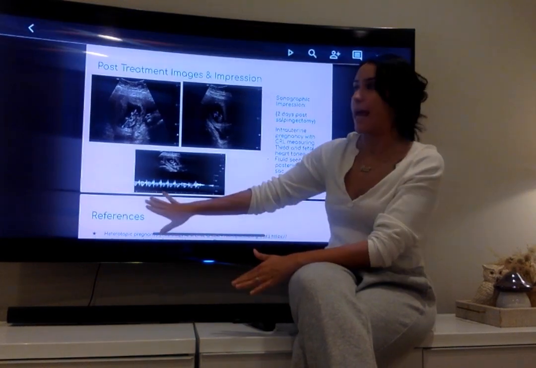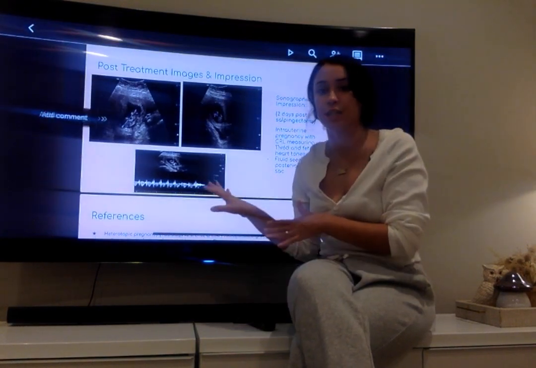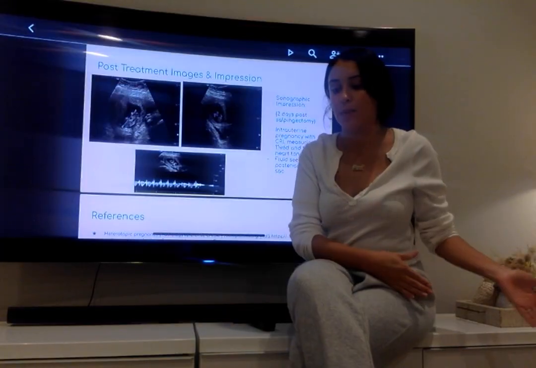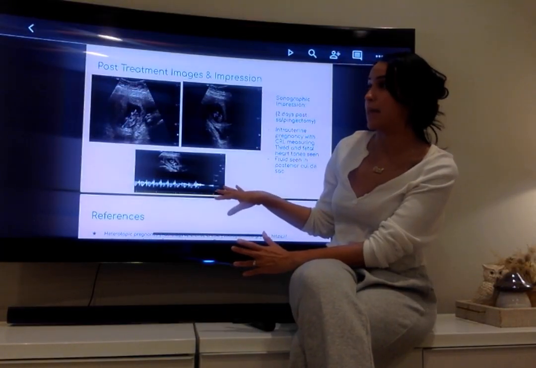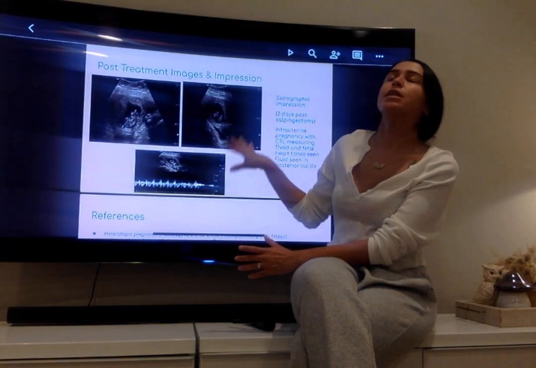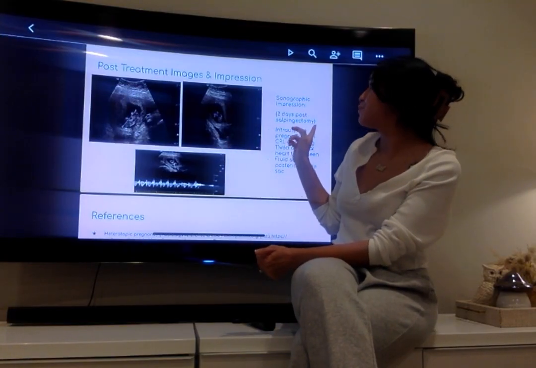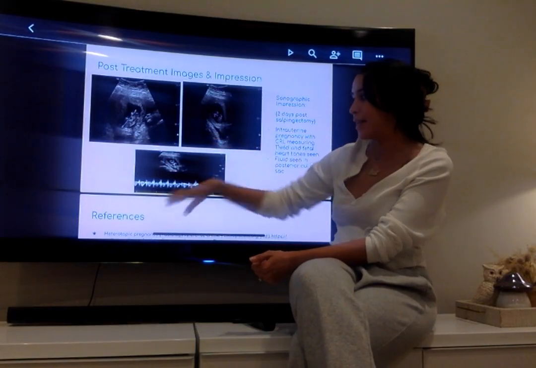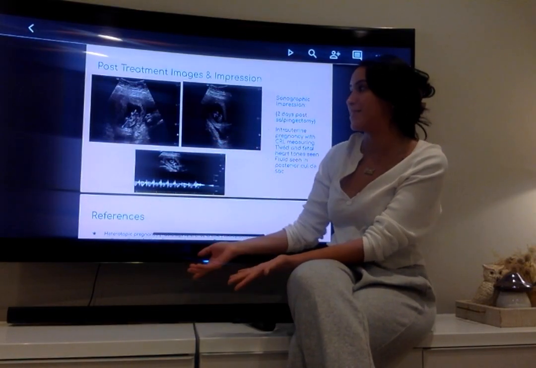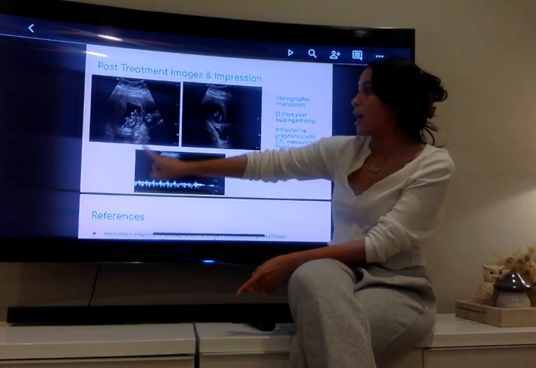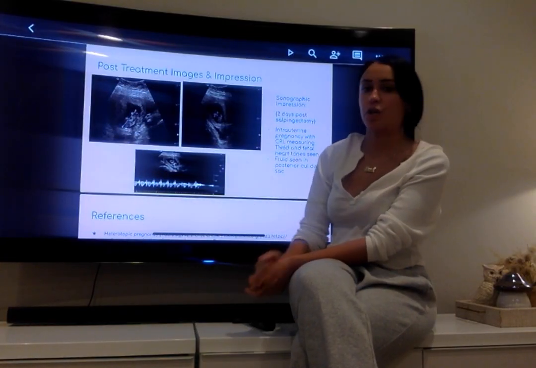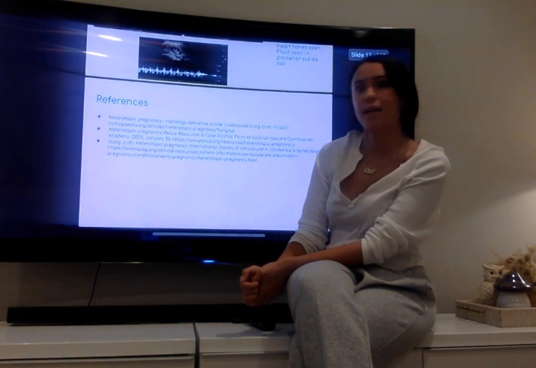So this is part of the case study. These are post-treatment images after they have removed the ectopic pregnancy, and this is 2 days post-salpingectomy. The ectopic was in the fallopian tube, hence the salpingectomy. Now they're just evaluating the baby that's inside the uterus, and the baby was doing fine. The CRL is still measuring up to date, and the baby has fetal heart tones. And that is all. Thank you.